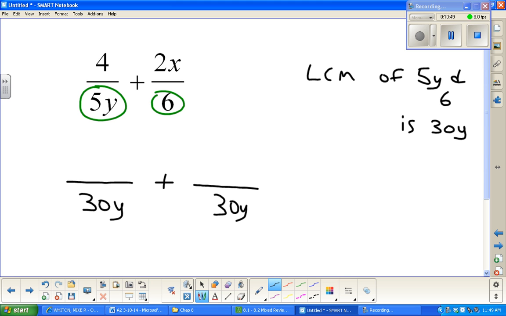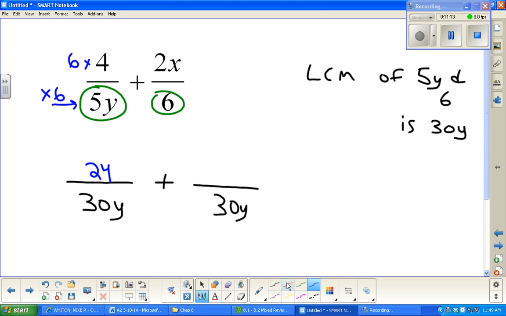Okay, so I need to rewrite this problem so that both denominators are 30y. So I'm going to ask myself, how did it go from 5y to 30y? There was a factor of 6. There was a multiple of 6. Oops, I guess I could put the x on that side. So 6 times 4 is going to give us a 24. So our term on the left here is going to be 24 over 30y.